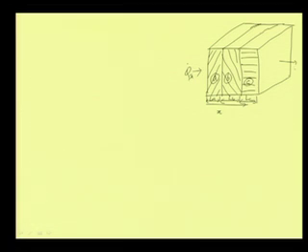Under this situation, what happens to the resistances under steady state condition, with one-dimensional heat transfer along the x direction? What is the electrical analog to this? If we say this is point 1, this is point 2, this is point 3, and this is point 4.